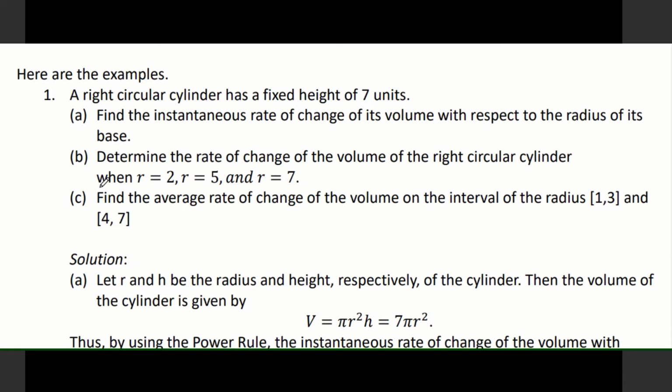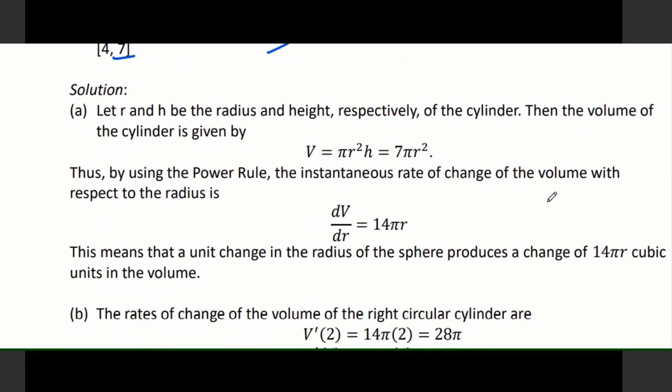So let's say here, a right circular cylinder has a fixed height of 7 units. We're going to find the instantaneous rate of change of its volume with respect to the radius of its base. Now determine the rate of change from these particular values of the radius, and you're going to find the rate of change on the interval 1 to 3 and 4 to 7 for the radius.